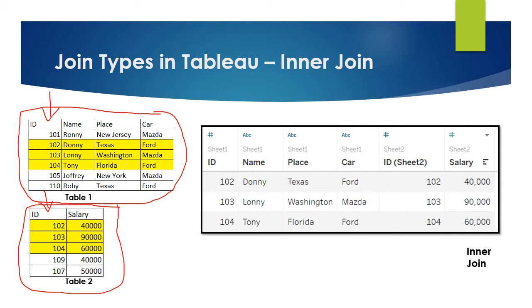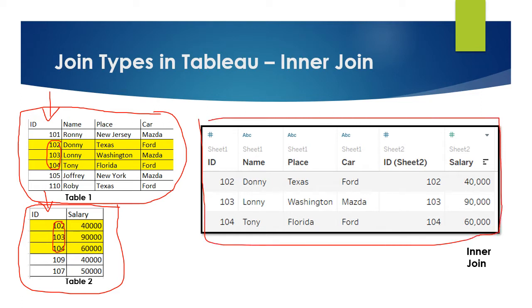As you can see, we have ID from 101 to 110, and in the second table we have 102 to 107. The highlighted fields are the ones that both of these tables have in common. So if you were to create an inner join between these two tables, you're going to see a data set that looks a lot like this right here.